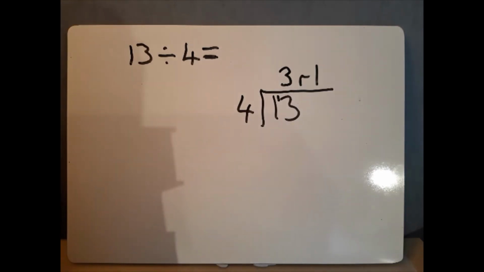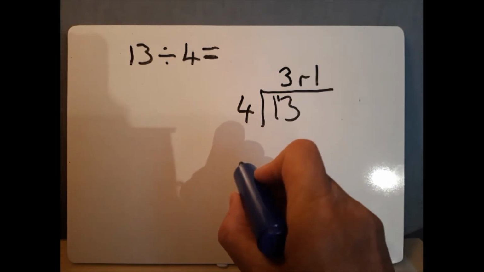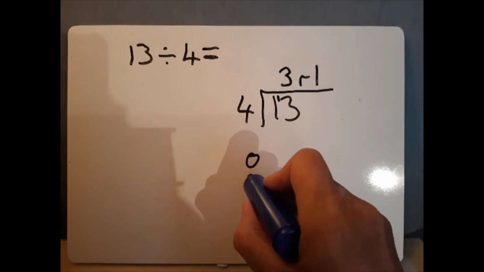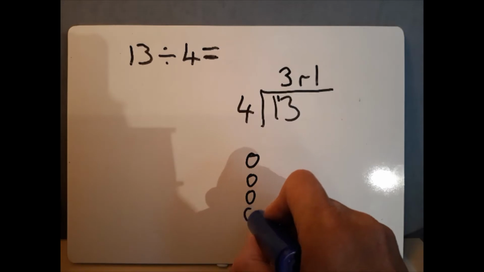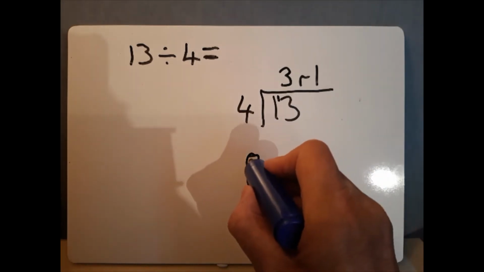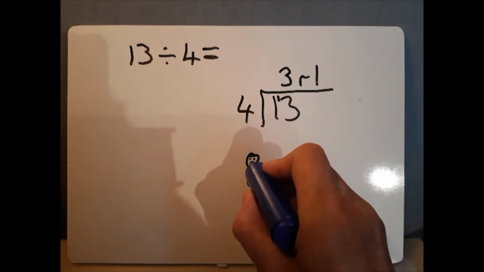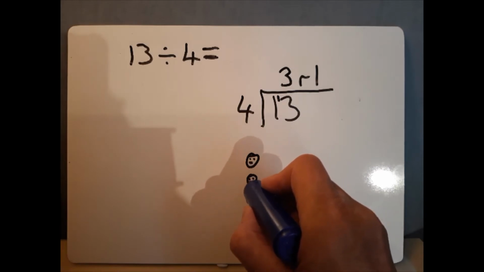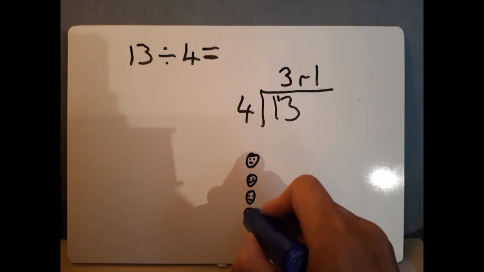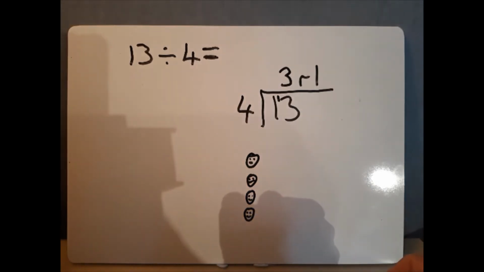So how can we think about that in real terms? Well, why don't we think about it in terms of sweets? I have got 13 sweets, and I am going to share those 13 sweets between my 4 friends. So here they are, my 4 happy friends. There they go. And I've got 13 sweets to give them. So let's give them.